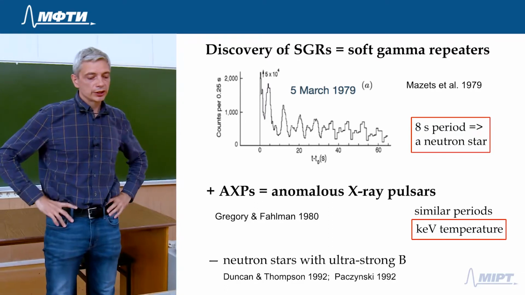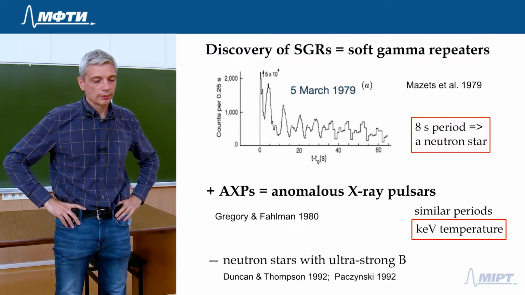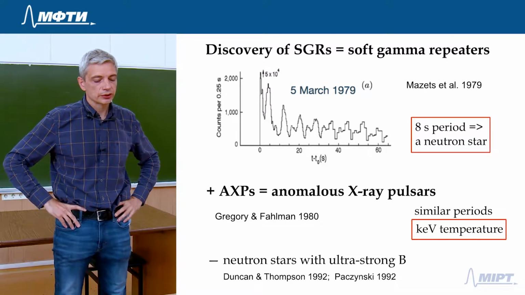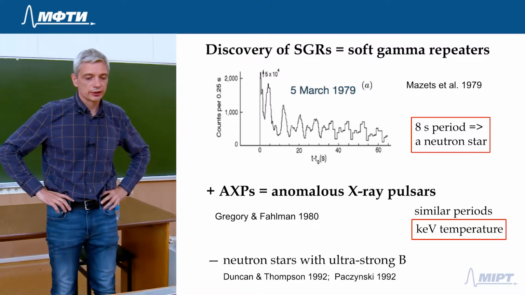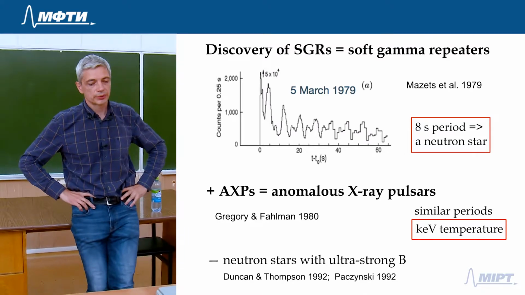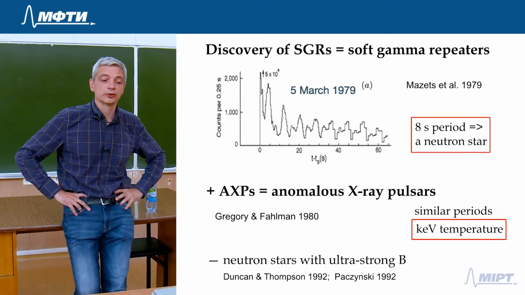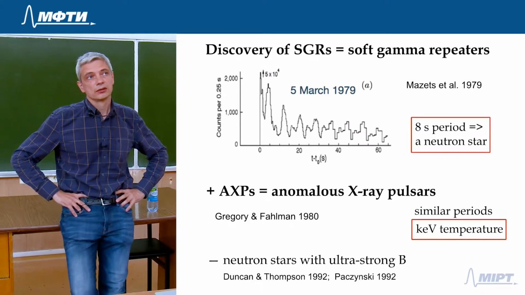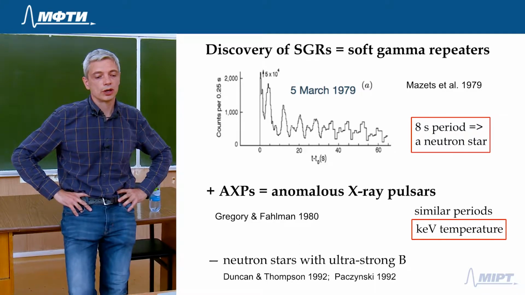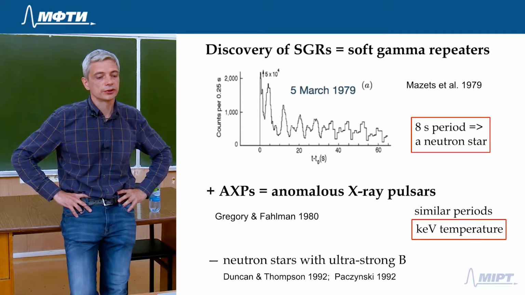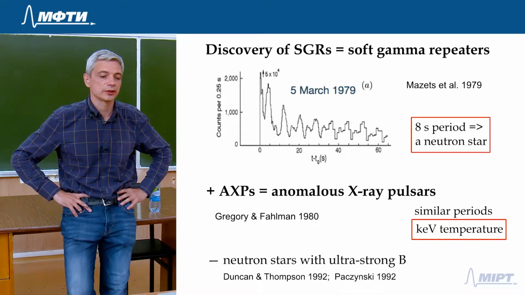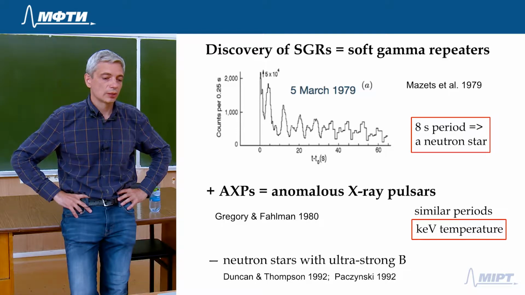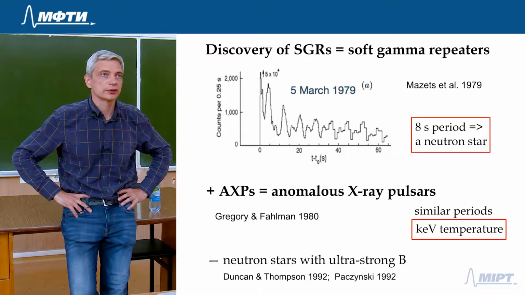Then there was a speculation in 1992 by Paczynski and Duncan and Thompson that the reason for the activity was the presence of an ultra-strong magnetic field. And it was at the time when everyone thought that fields probably don't go above 10 to the 13 or 10 to the 14. And here you would need fields like 10 to the 15th Gauss. So it was a very brave conjecture, completely speculative. There was no observational confirmation, really.